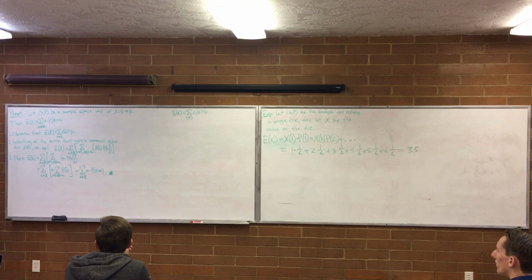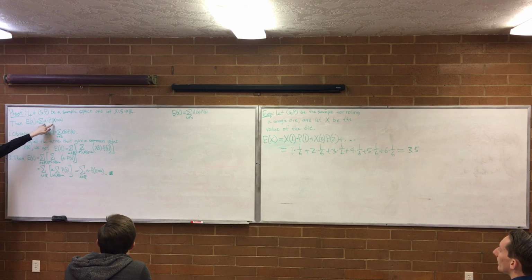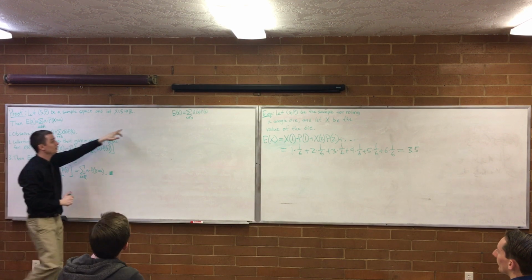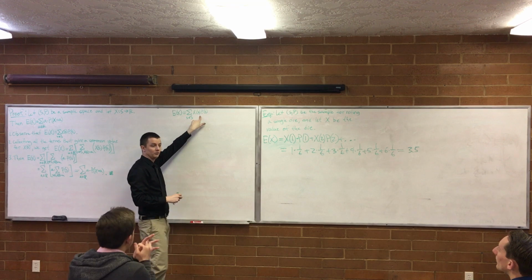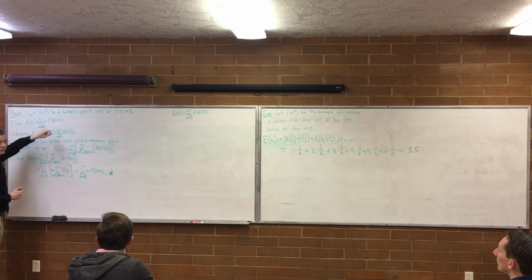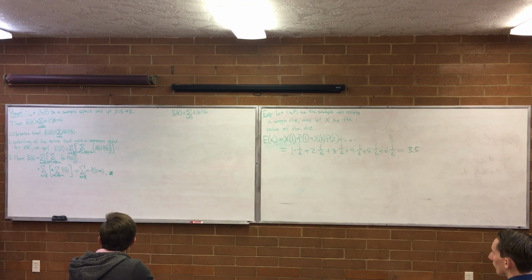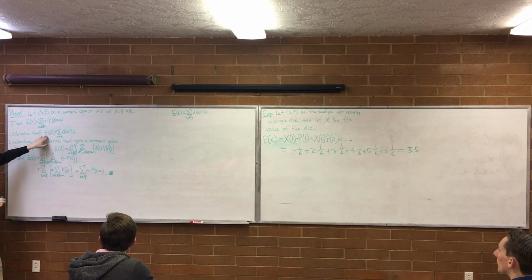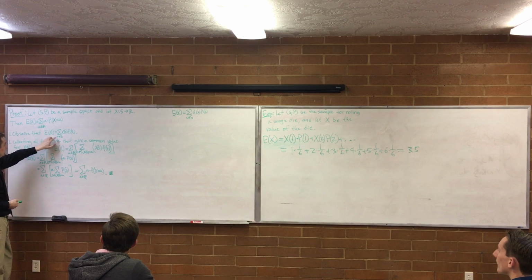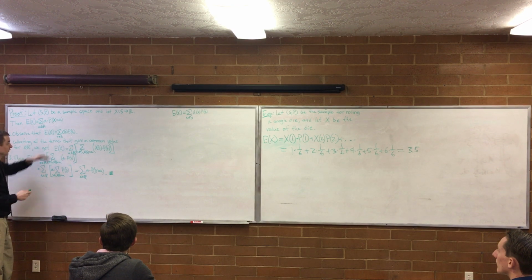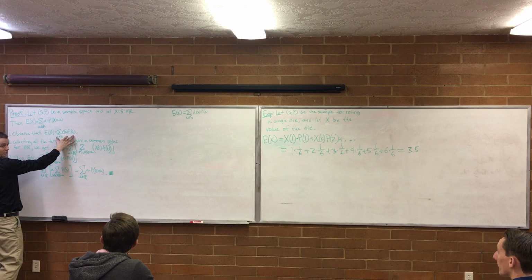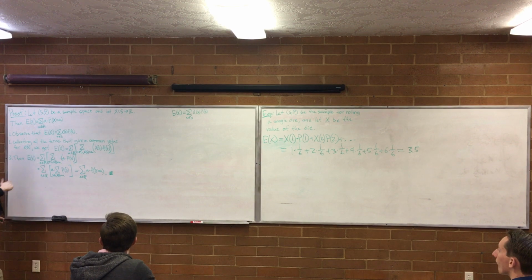Wait, what? No, what are we proving? We're proving that the expected value is equal to this. So we already know that this is the expected value. We're proving that this is another way to calculate the expected value. With me? Okay, so first off, what's the expected value? As we already have it, it's just this exactly. That's just flat out plugging in the definition of expected value.